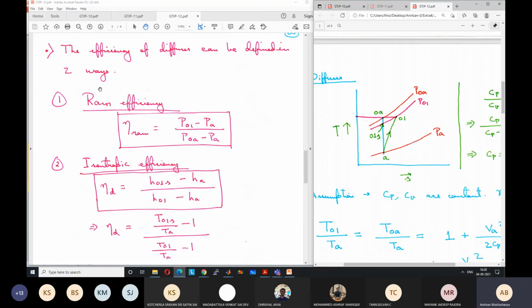we use efficiency. We can define this efficiency of the diffuser in two ways. Both have the same meaning. Both account for the frictional loss, but they are expressed in different ways. One efficiency is known as the ram efficiency of the diffuser. This ram efficiency is defined as the actual rise in pressure, P01 minus PA, divided by the ideal rise in pressure, P0A minus PA. So if we know the ram efficiency, say the ram efficiency is 95%, then how will you find P01?